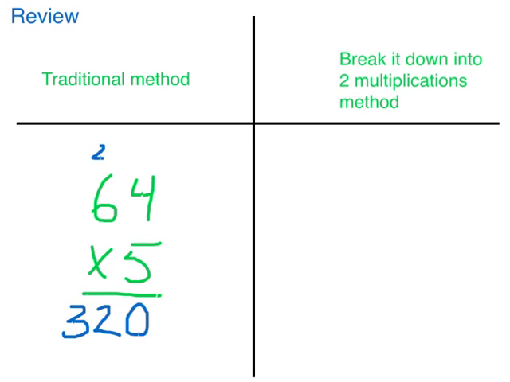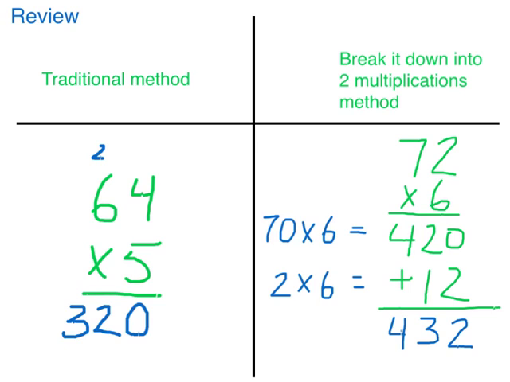And the other method we looked at, we'll call it the break it down into two multiplications method. In this one, we take our big number here, 72, and we break it down into 70 and 2. And so we get two multiplications. 70 times 6, in this case, makes 420, and 2 times 6 makes 12. We add up our two answers together for our total, which in this example was 432.